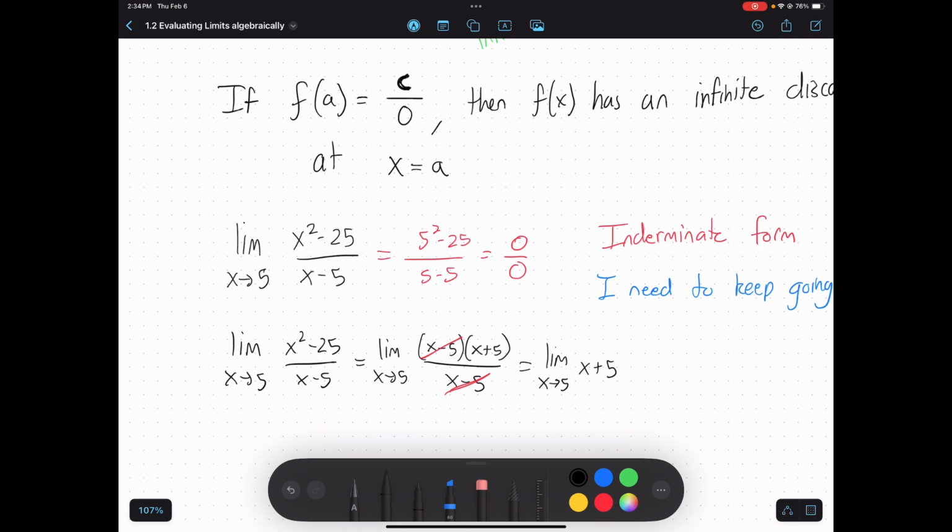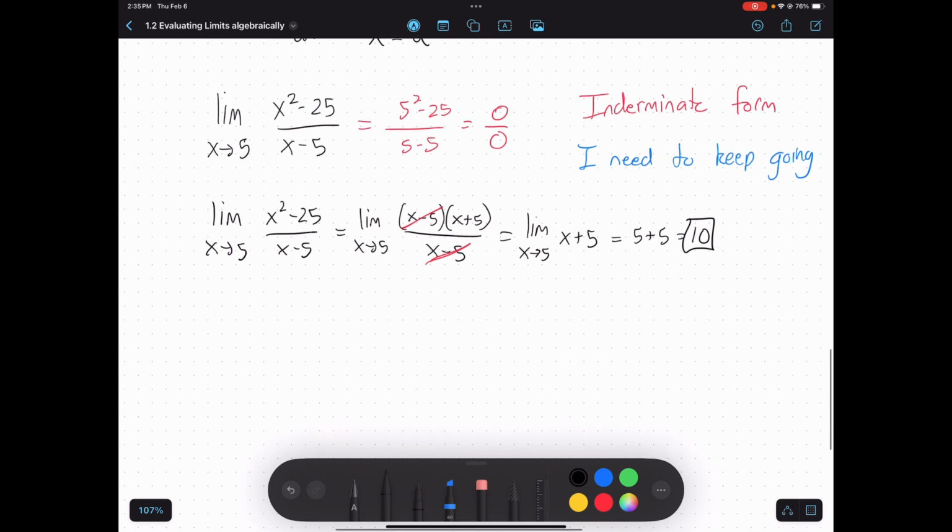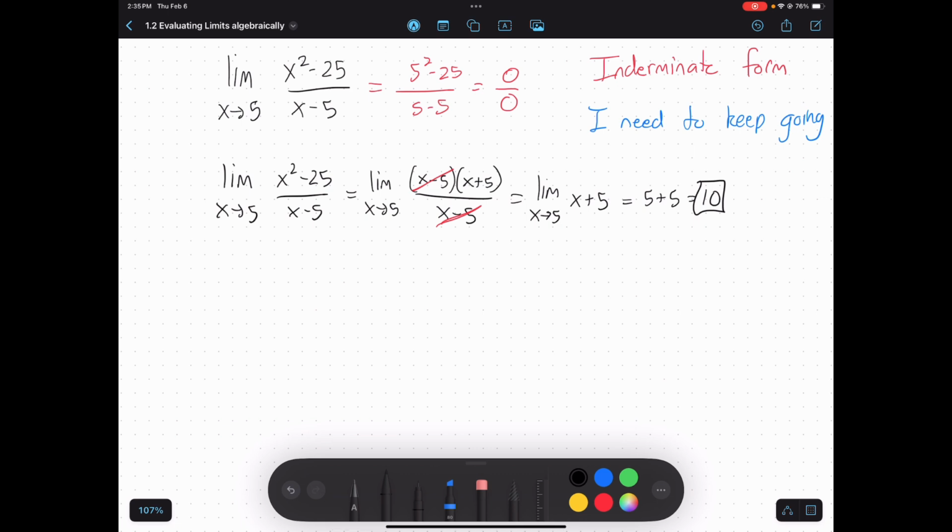Now, x plus 5 is a linear function that's continuous everywhere, which means to evaluate this limit, since I've removed the denominator factor that was causing my 0, right? X minus 5 is what was getting me my 0 factor. Since I was able to remove it, I can now go ahead and just plug in 5, and I get 5 plus 5 equals 10. And that's my answer. So, by doing a little algebraic manipulation, in this case factoring, I was able to reach a point where I could plug in the number and get a defined value. And that's my limit. I didn't need a graph. I was able to do it algebraically.